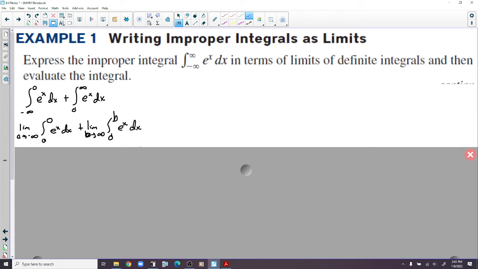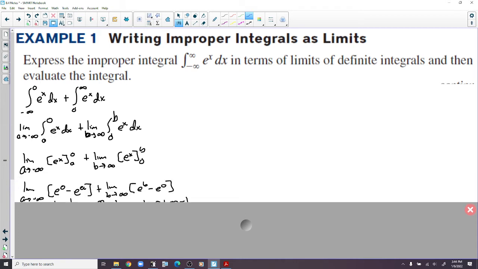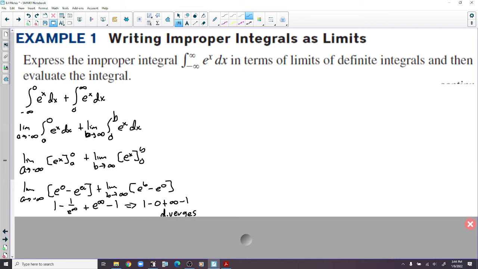So we have the limit as a approaches negative infinity from a to 0, and then the limit as b approaches infinity from 0 to b. We integrate. The integral of e to the x is e to the x. Plug in the values, so e to the 0 minus e to the a, and e to the b minus e to the 0, and then we end up plugging infinity in. Now this is going to be e to the negative infinity, so that's why we end up having this in the denominator. That'll end up being 0. 1 over infinity is 0.